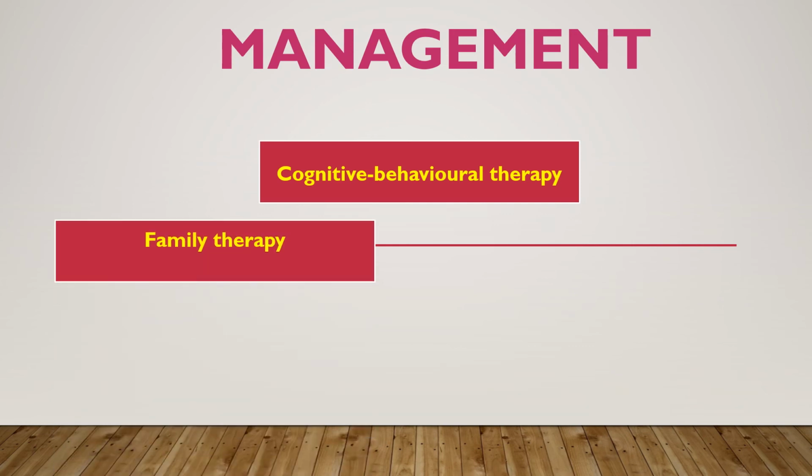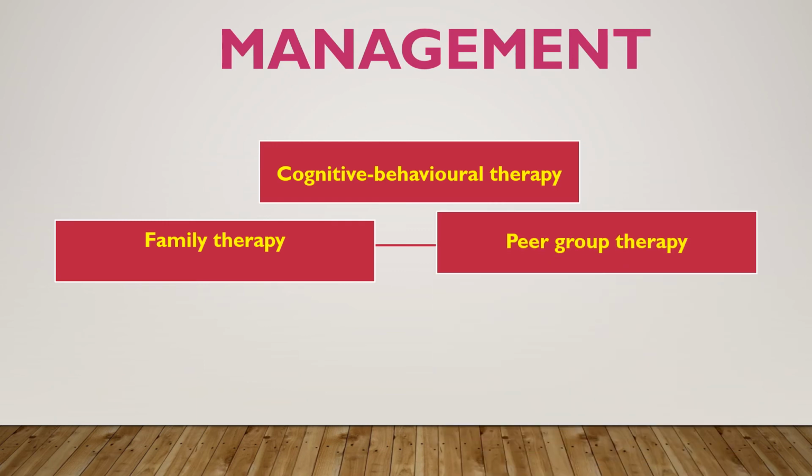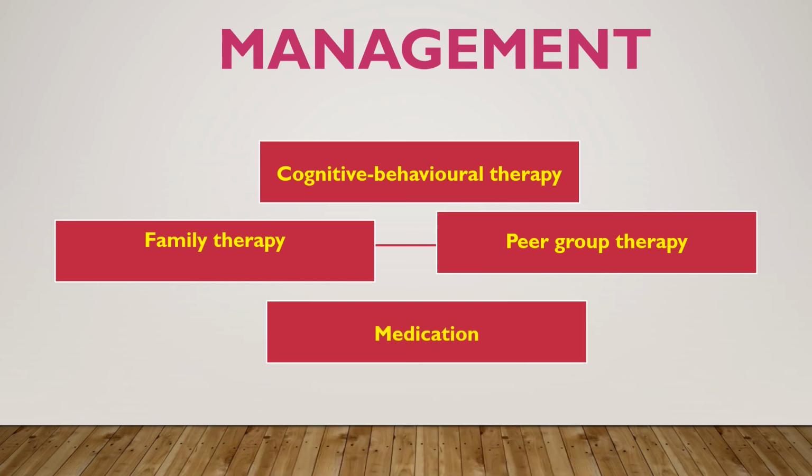Family therapy. This therapy makes changes in the family. It improves communication skills and family interactions. Peer group therapy. A child develops better social and interpersonal skills through peer group therapy. Medication. These are not often used to treat conduct disorder, but a child may need them for other symptoms or disorders such as ADHD, anxiety, or depression.